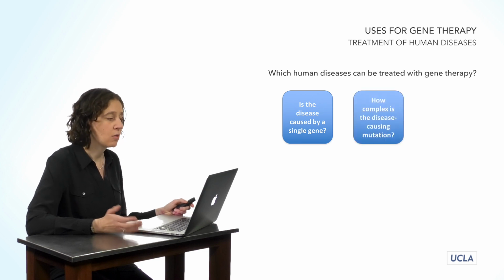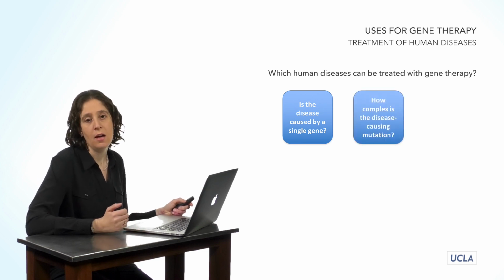Diseases that are caused by mutations in single genes are much easier to correct than diseases that are caused by mutations in multiple genes. The second consideration is how complex the disease-causing mutation is. Diseases that are caused by loss-of-function mutations in single genes can be most easily treated with gene therapy. If the disease results from a gain-of-function mutation or a mutation with a dominant negative phenotype, this is going to be more difficult to treat because it requires gene editing rather than just gene addition. Basically, you have to get rid of the defective gene, not just replace it. So again, the easiest diseases to treat will be those that are caused by loss-of-function mutations in individual genes.